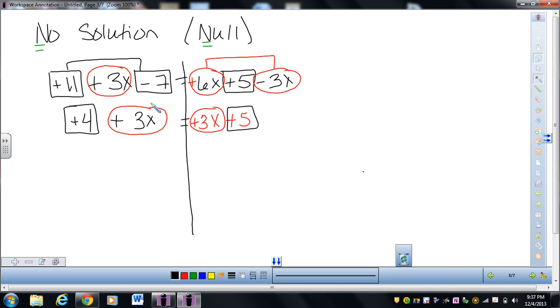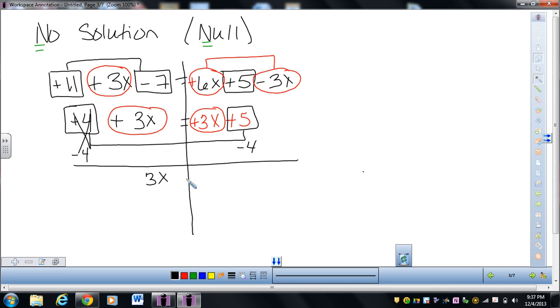Okay? Now I'm going to do my boxes first. So I need to move one of these. So I like to move the smaller number because it's easier. So that's a positive, so I need to do negative. So I'm going to subtract 4 from both sides, which cancels out right there, and it leaves me with 3x here. And then 5 minus 4 is 1, and that's a positive 1, and I didn't do anything with that 3x, so I will bring it down.